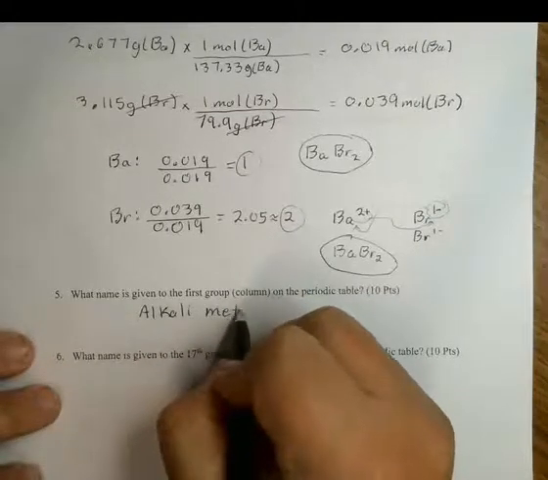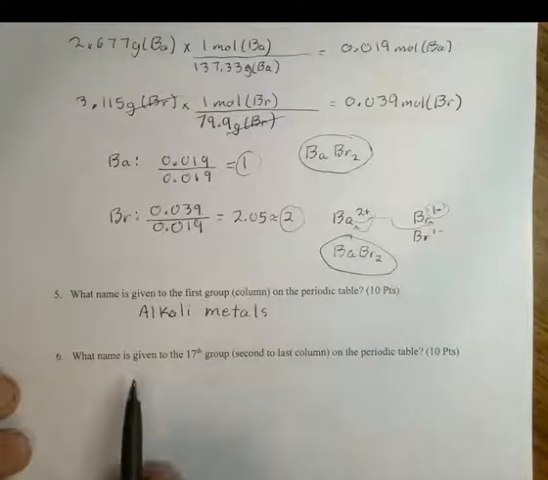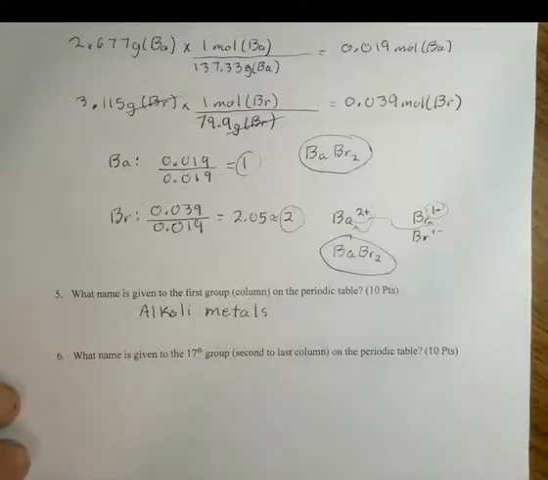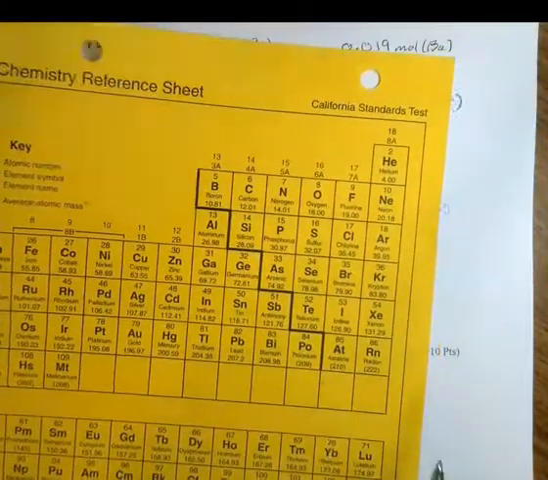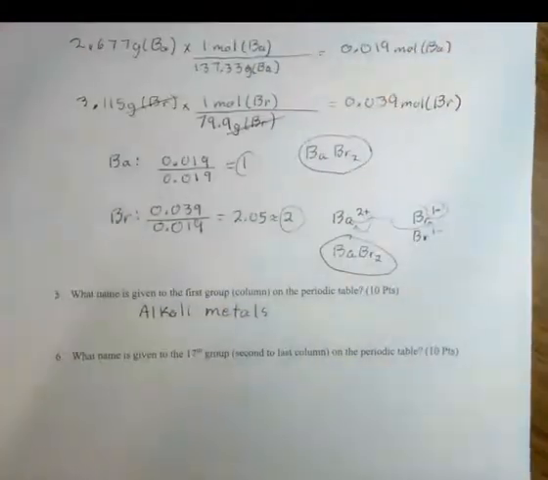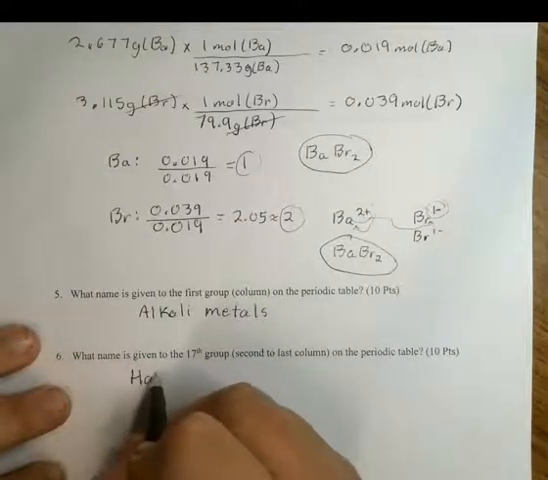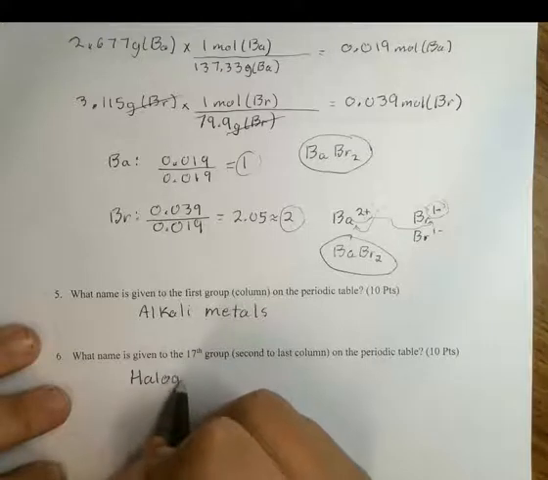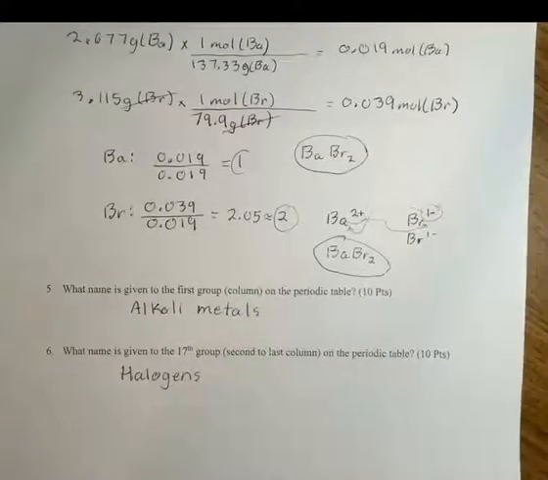The next group over is alkaline earth metals. Okay. And what name is given to the 17th group? That's the second to last column. That's these with fluorine, chlorine, bromine. Yes, they're nonmetals, but that's not what that specific group is called. Those are called halogens. Nonmetals do not get credit. Okay, so that's the answer to those two.